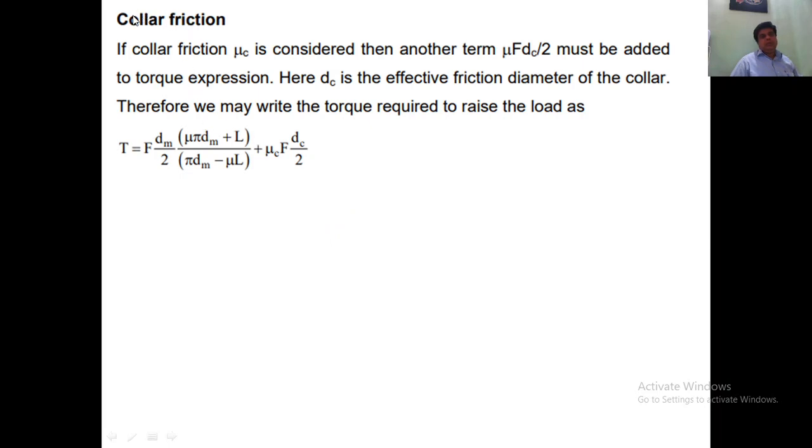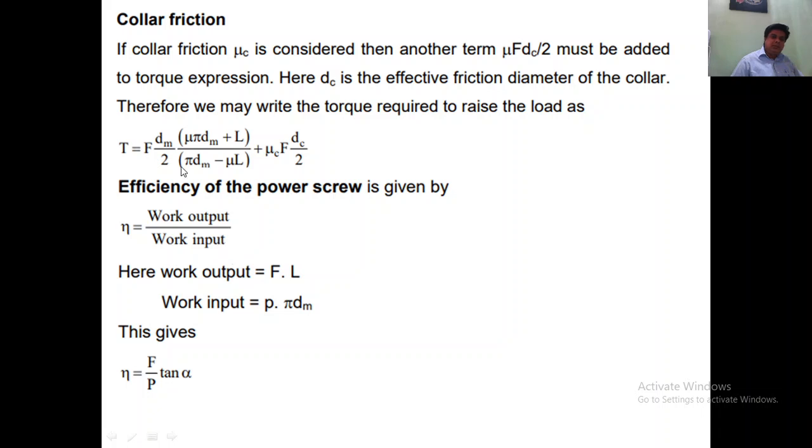So if you take the collar friction, the extra torque, what you just saw now, is to be added to the torque you had analyzed, the equation you had derived in the earlier sessions. If you add these two torques, the collar friction torque and the normal regular screw torque, we get the total torque required to raise the load.